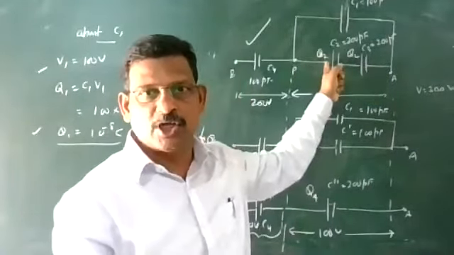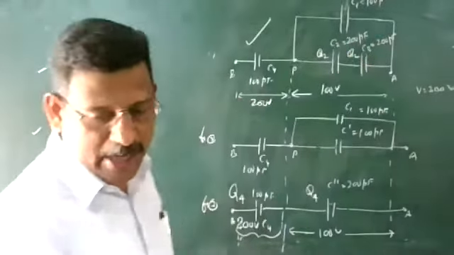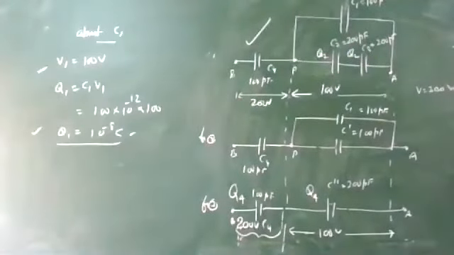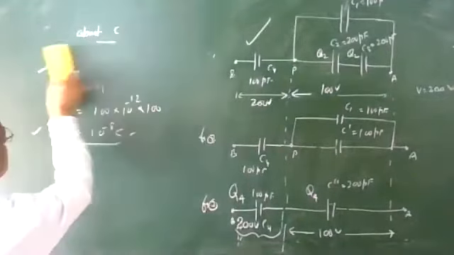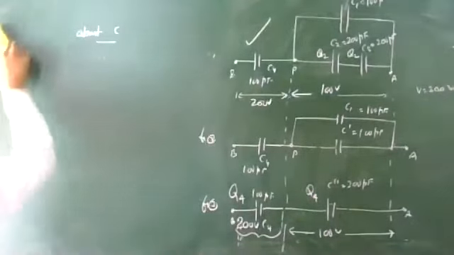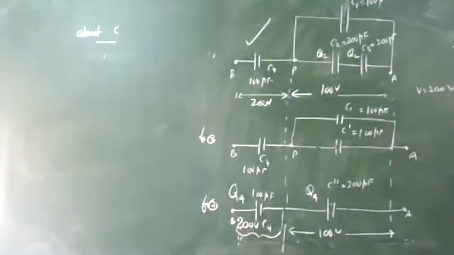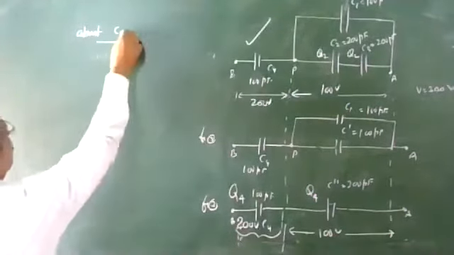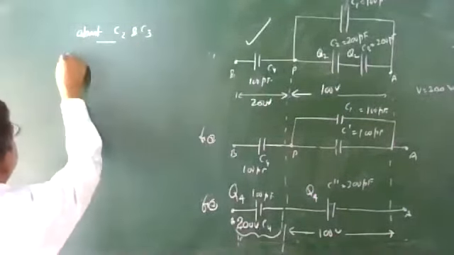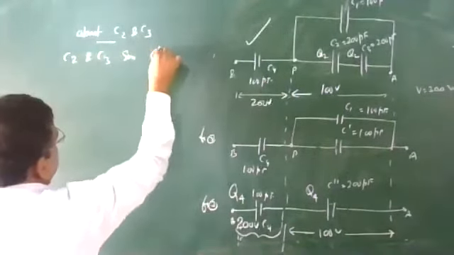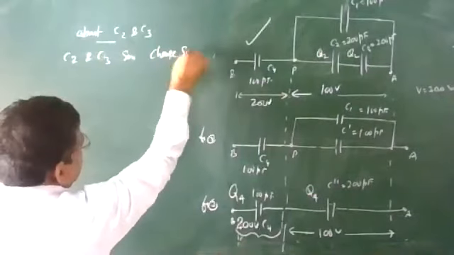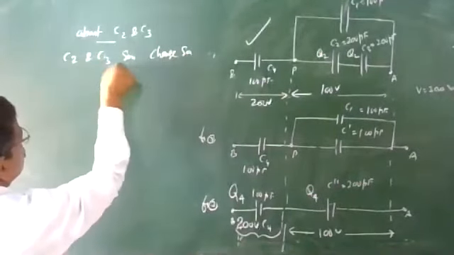So Q2 be the charge on C2 and C3. The next point I am writing. Q2, Q3 series में है between the points P and A. तो दोनों में same charge रहेंगी. So next point about C2 and C3. The very important typical question about C2 and C3. So C2 and C3 series में है, charge same रहेंगे. Then Q2 be the charge on that.